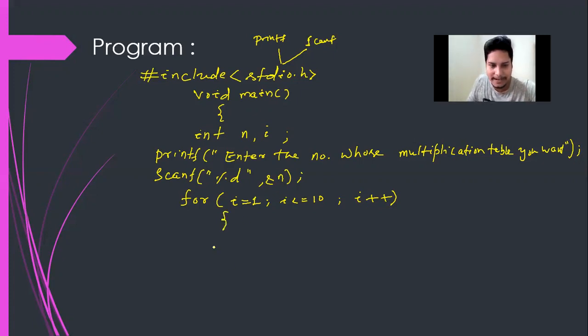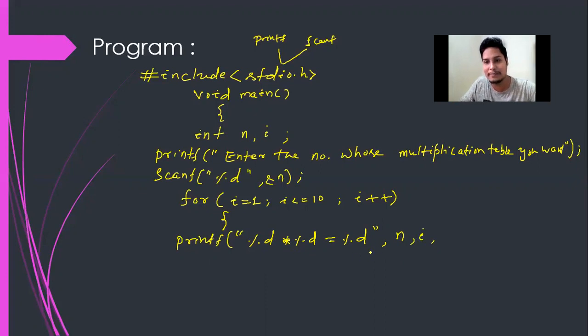So then I'm writing printf within double quotation: %d * %d = %d, double quotation end, comma. For the first %d, I will put the value of n, comma. For the second %d, I will put the value of i, comma. And for the third %d, I will put the value of n * i, then bracket and semicolon. Okay, for loop close, main function close, my program close.